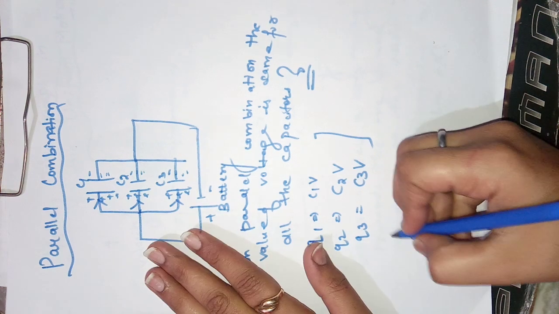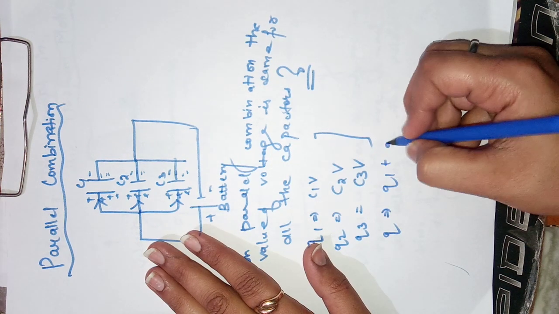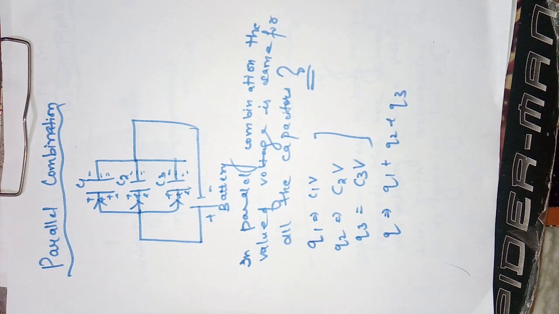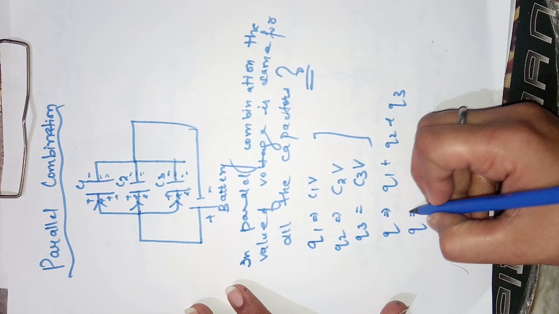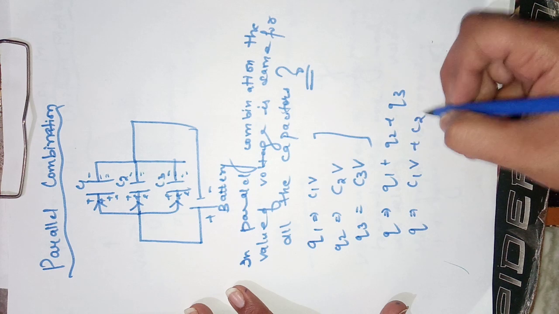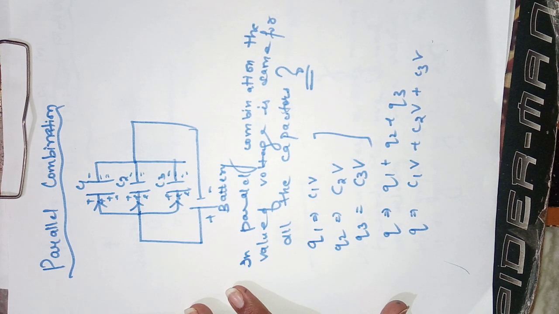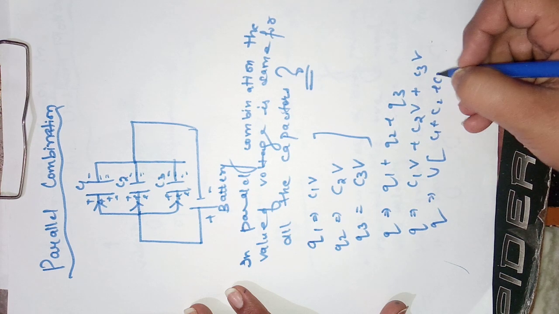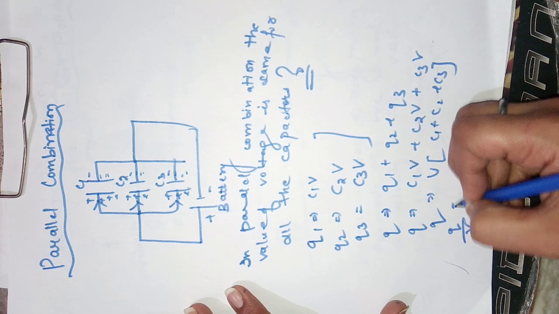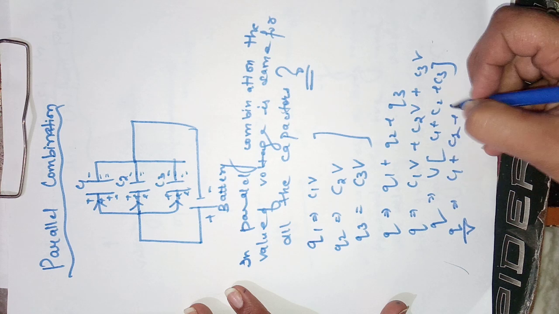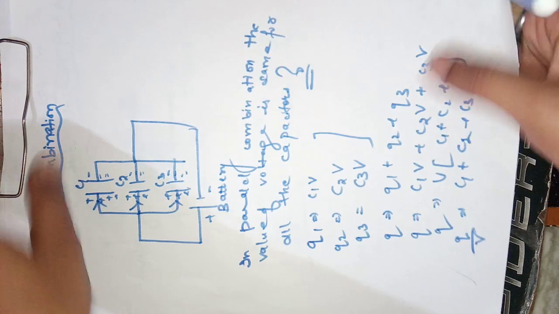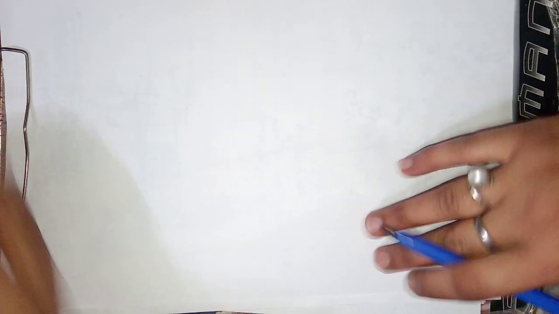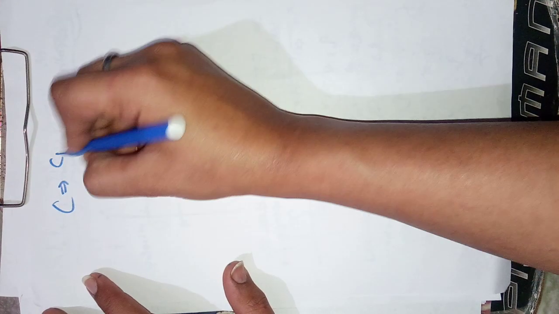Now the net charge is given by Q1 plus Q2 plus Q3. Thus Q is equal to C1V plus C2V plus C3V. Taking V common on the right hand side, and hence we get our result that C is equal to C1 plus C2 plus C3.